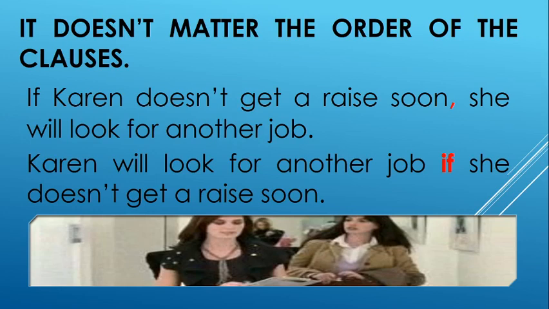Now, the order of the clauses doesn't matter. It has the same meaning. For example, we have, if Karen doesn't get a raise soon, she will look for another job. Or we can have, Karen will look for another job if she doesn't get a raise soon. The idea is exactly the same, but if we want to change the order and we are going to use if at the beginning, we are going to use a comma. If we are going to begin with the result clause, we are going to have if in the middle of the sentence.